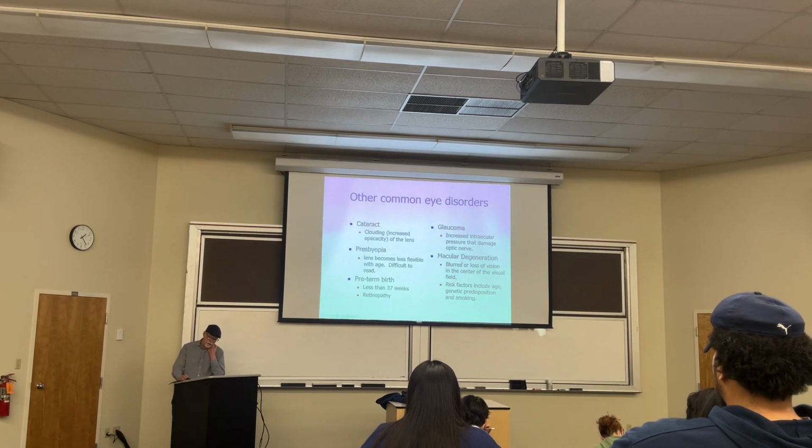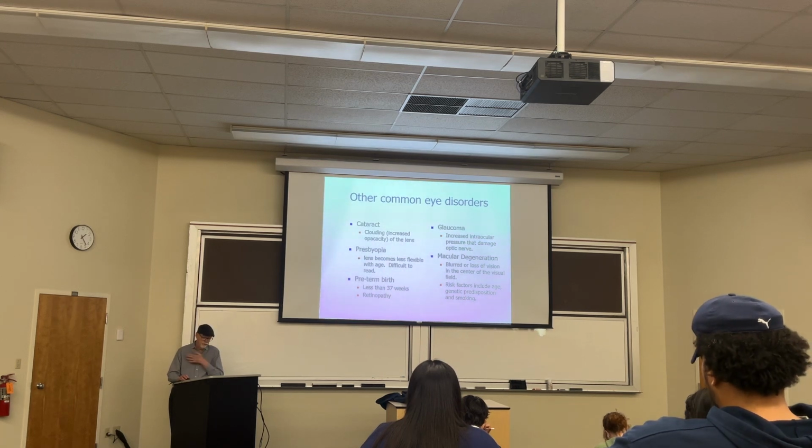And macular degeneration, age is a risk factor. A lot of people get it as they get older. Genetic predisposition and smoking. For older adults, macular degeneration is the most common cause of blindness or visual deficiency, maybe it's a better way of saying it.